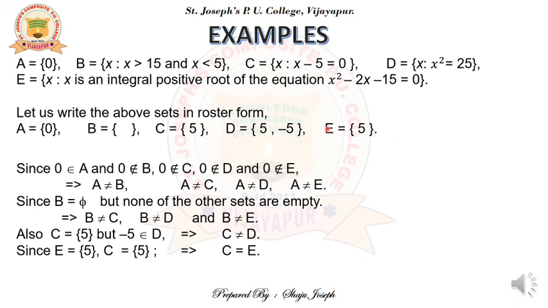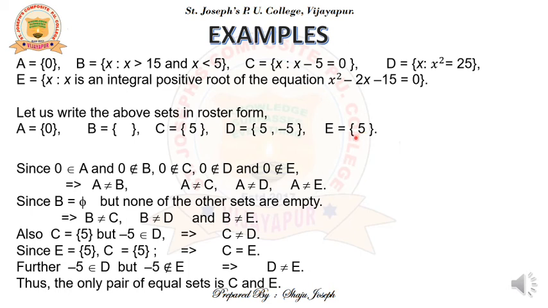Comparing C and E. C and E are both singleton sets with just one element, and the same element, one and only 5. So we can say C and E are equal because they are the same singleton sets. What about D and E? Obviously minus 5, that means D is not equal to E. Thus the only pair which is equal here is C and E. All the remaining pairs are not equal.